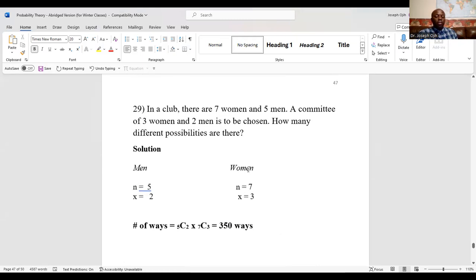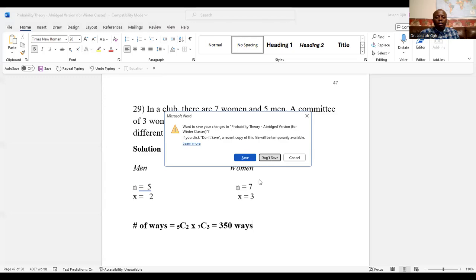Any question on this? No. Excellent. So this concludes chapter 4, which is probability. Now I'm going to close this handout so that we can begin a new chapter, which is the chapter on probability distribution. So I'm going to open it from here.